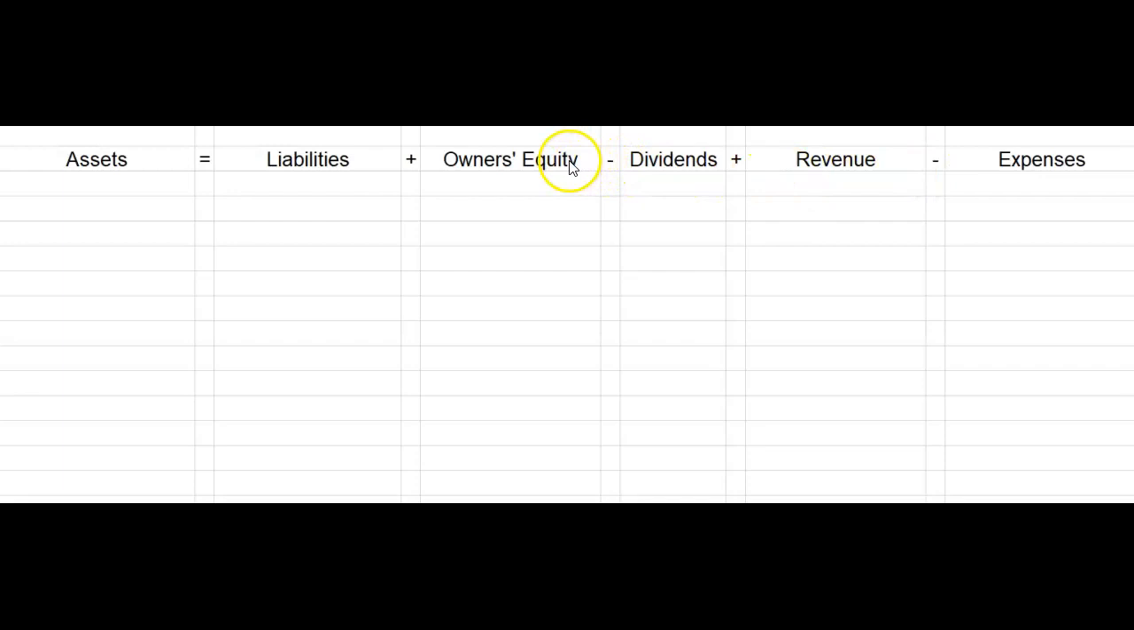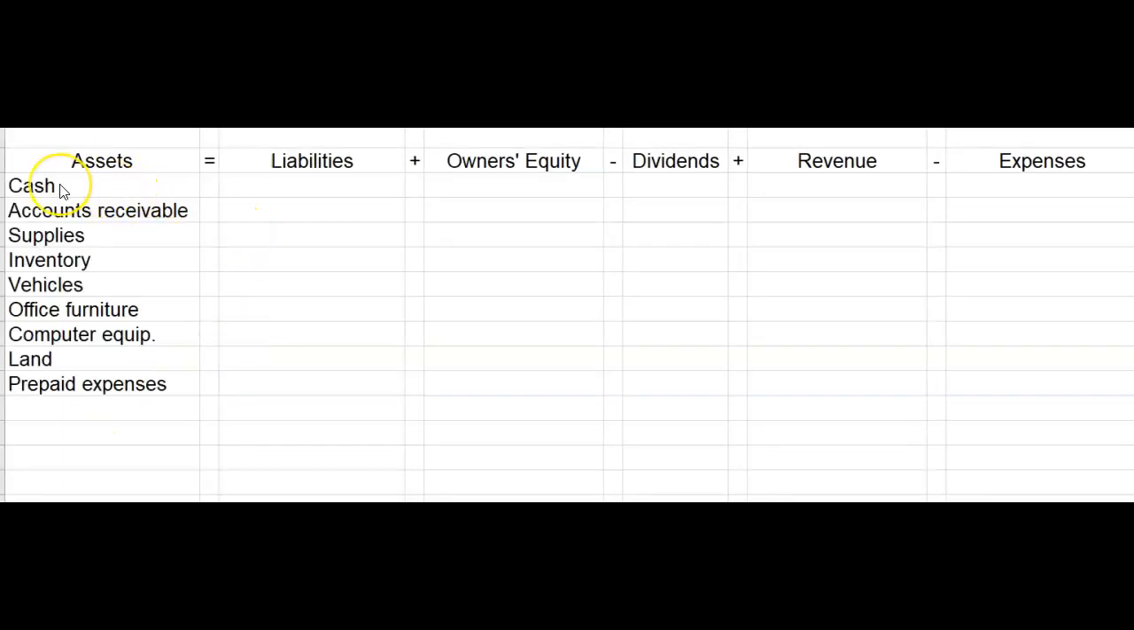So let's expand on that and ask, well, what are assets? We found the definition in our last recording to be resources owned by the business that will be used in a future period. Let's look at some examples of assets. Probably my favorite asset is cash. Accounts receivable is an asset, as well as supplies, inventory, vehicles, office furniture, office equipment, land, prepaid expenses. All of those are examples of assets. See if you can think of more examples of assets that a company might own.